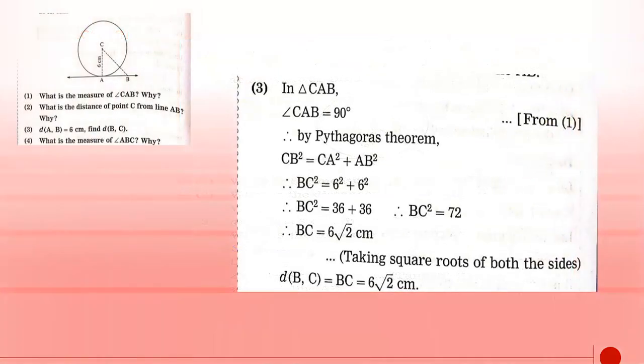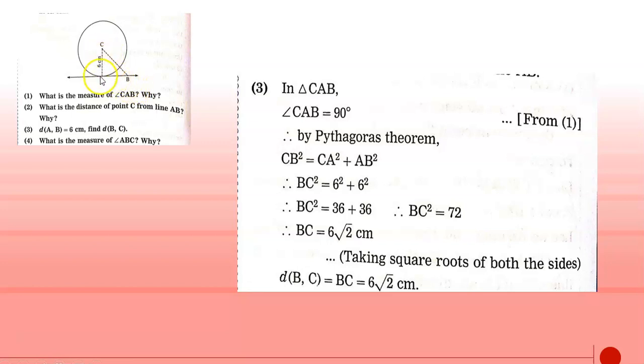Next question. You have the figure and the questions over here for reference. Here we are going to discuss the answer. In triangle CAB, we have to find out distance AB, which is given to us as 6 centimeters. Find out distance BC.